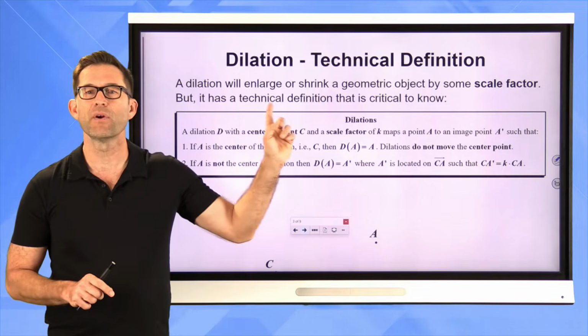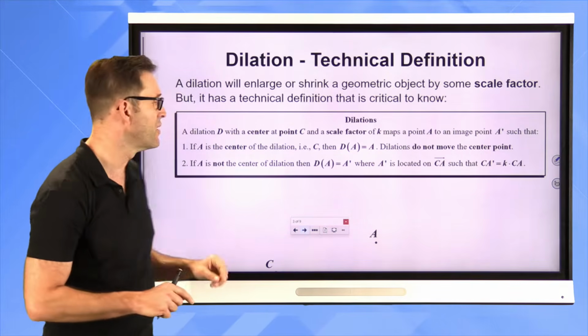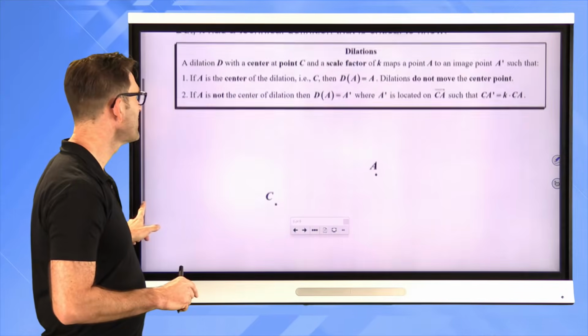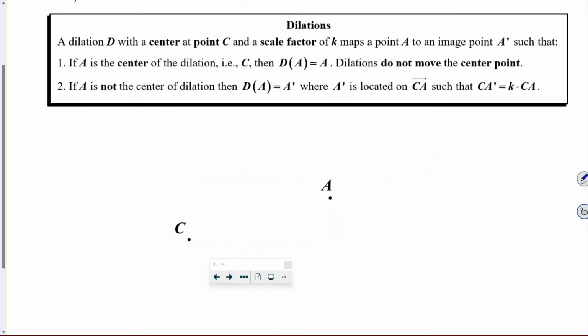But dilations have a very technical definition that's critical to know. So let's take a look at what that technical definition is. A dilation, D, with a center at point C and a scale factor of K, maps a point A to image point A' such that, one, if A is the center of dilation, i.e. if it's just point C, then the dilation of point A is just point A. In other words, dilations do not move the center point. This is similar to when we reflect a point that is on the line of reflection, it doesn't go anywhere.